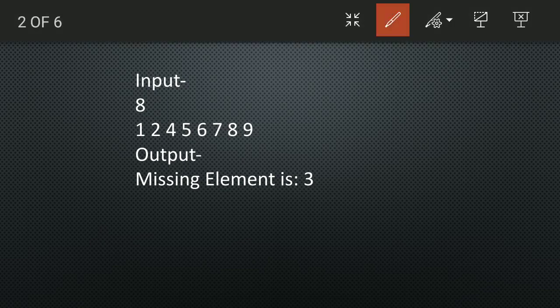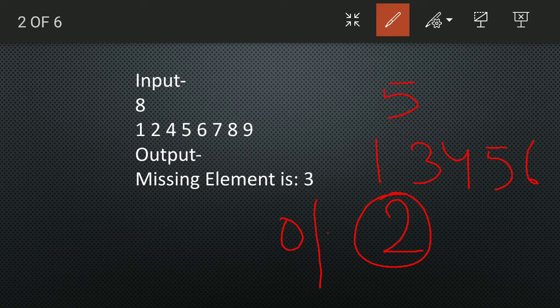So what it is saying is that if you have an input, like you have given 5 as an input, and you have given the array in sorted order, remember this one, you have to give the elements in sorted order only. So we have given, let's suppose, 1, 3, 4, 5 and 6. What is the first missing element we are having? 2 is missing here. So our output will be 2.